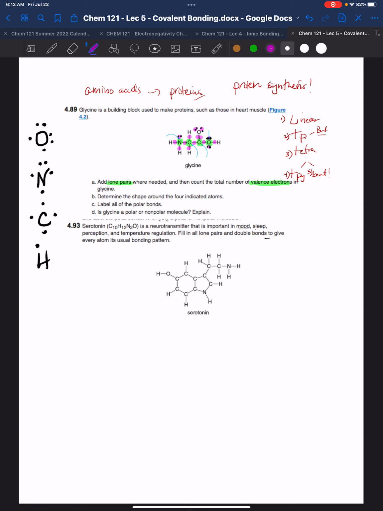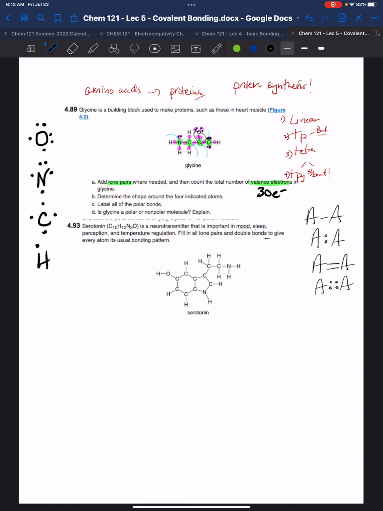2, 4, 6, 8, 10, 12, 14, 16, 18, 20, 22, 24, 26, 28, and 30. So we have 30 electrons involved in the bonding. Just reminding you guys that a single bond is one set of electrons, and a double bond, remember, is four electrons total. That's why I counted the four right there. Okay, so 30 electrons total.